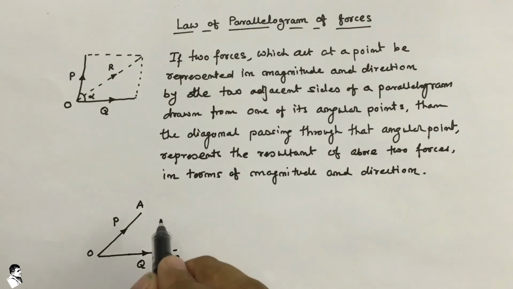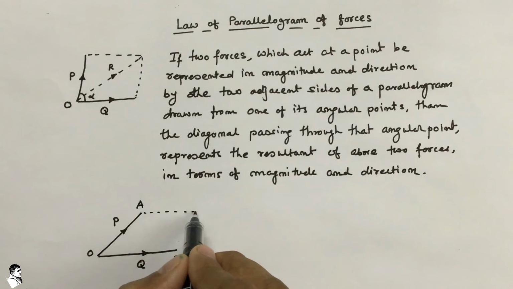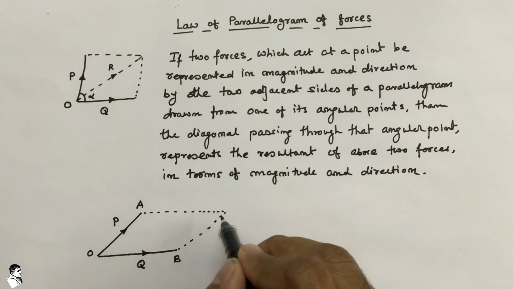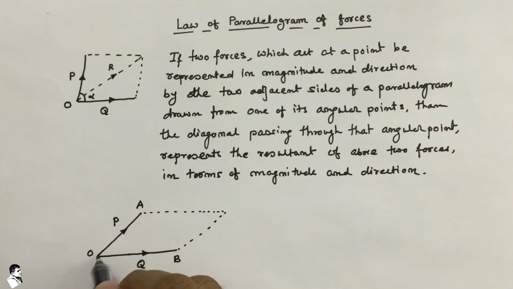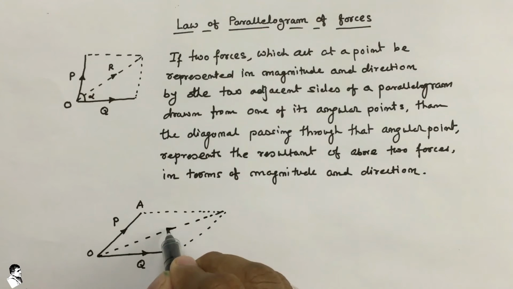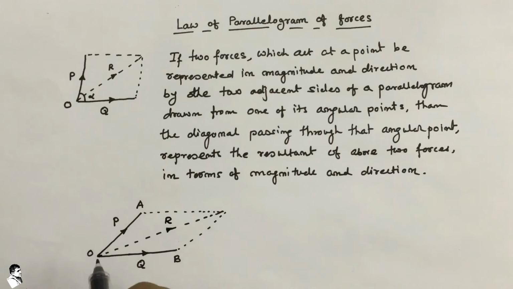Now if we extend a line from point O and from point B, exactly parallel to P, then from the connecting point O there will be a resultant of force P and force Q, that is R. And here the angle between P and Q, let us take as theta, and the resultant R will make an angle alpha with the force Q. So this is a geometrical property of a parallelogram.